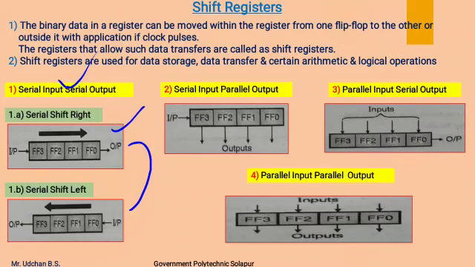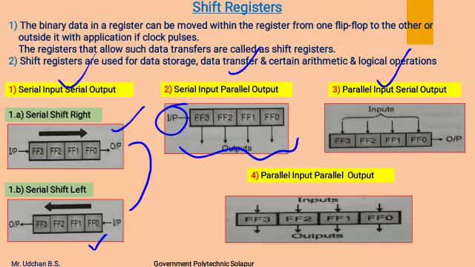This is the diagram in which we are going to shift the data in the right direction, and this is the diagram in which we are going to shift the data in the left direction. The second one is the serial input parallel output register, in which we are going to provide the input serially bit by bit and we are going to take the output parallelly at the same time.